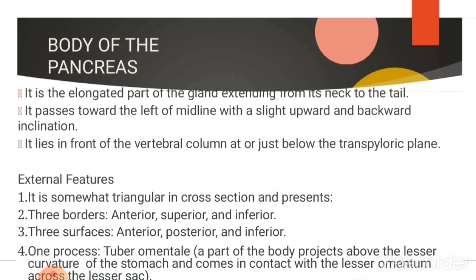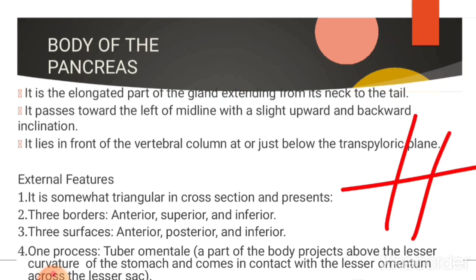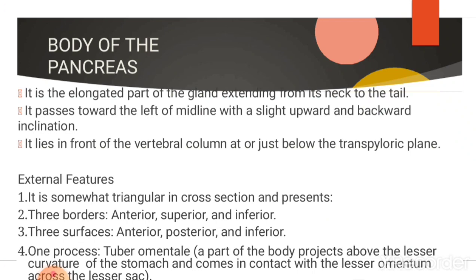And what are the external features of it? It is somewhat triangular in cross section. Cross section means, suppose I have taken this section of the body, so this is the cross section, or we can say the transverse section of the body of pancreas. In the cross section it appears triangular, so it presents three borders, that is anterior border, superior border and inferior border. So this is the triangular body, and it has three surfaces: the anterior, this is posterior, and this is inferior surface.